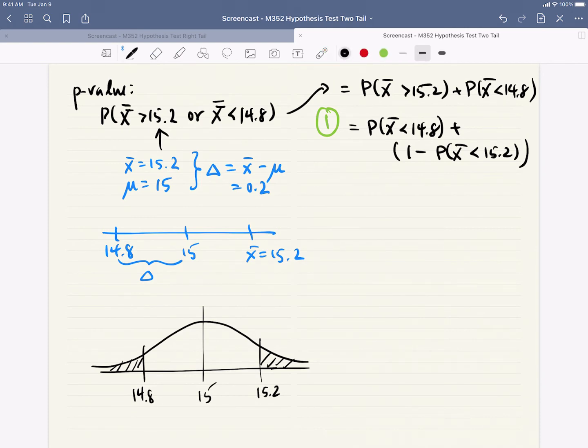Let me show you the second way you can think about this. It uses knowledge of the normal distribution. Our normal distribution is nicely symmetric, right, with the mean right at the middle. So these tails are exactly the same. So the total area in these tails in our situation here is going to be twice the area of either one tail. So I could calculate my p-value now as just saying 2 times the probability x bar is less than 14.8.